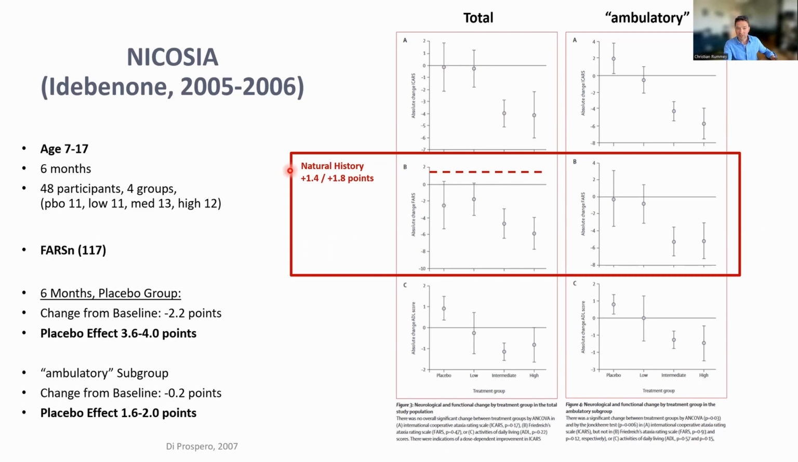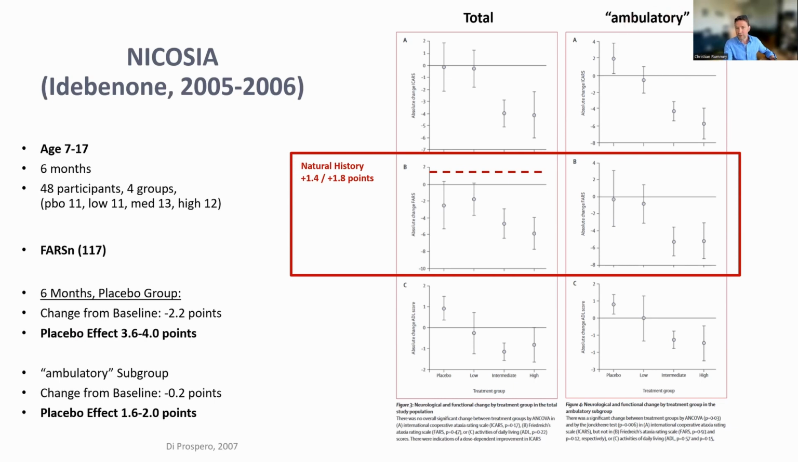And depending on what natural history study you look at, this corresponds to 1.4 or 1.8 points of decline in half a year. This is a very severely affected population. And then you add this up and you end up with more than 3 points of placebo response in half a year, which is huge.